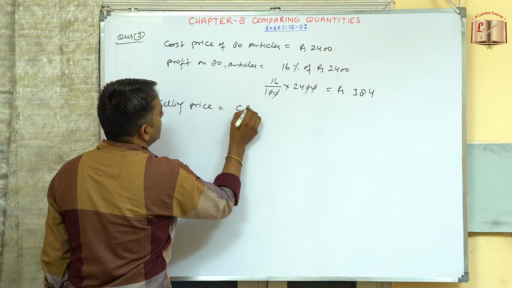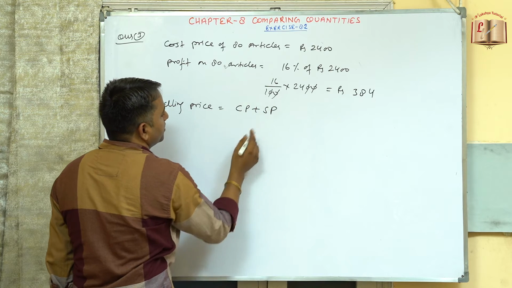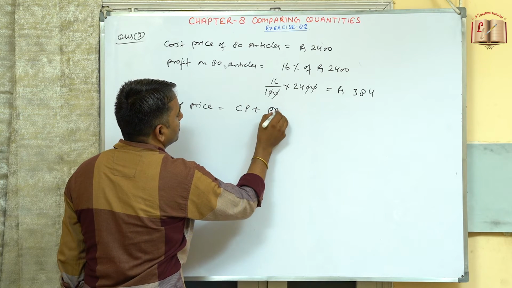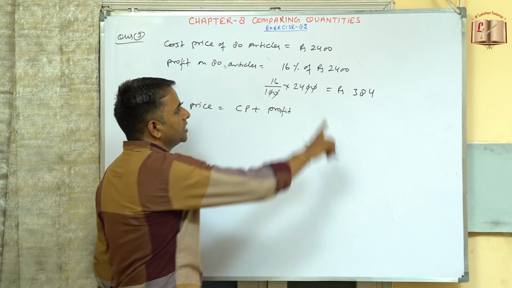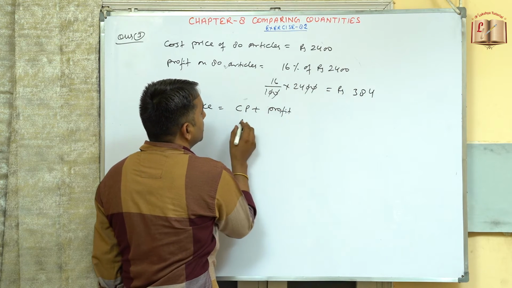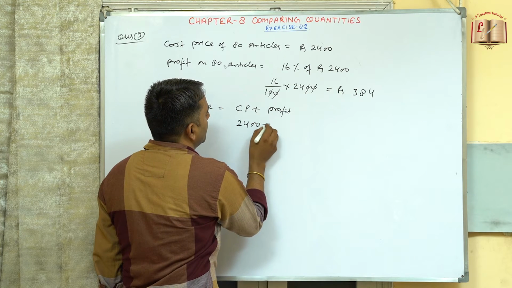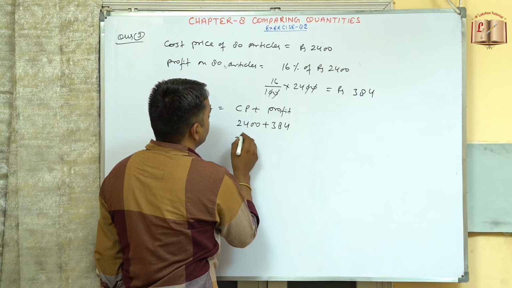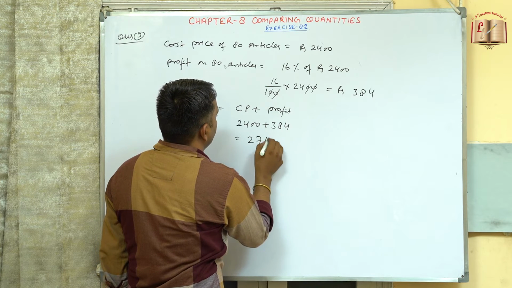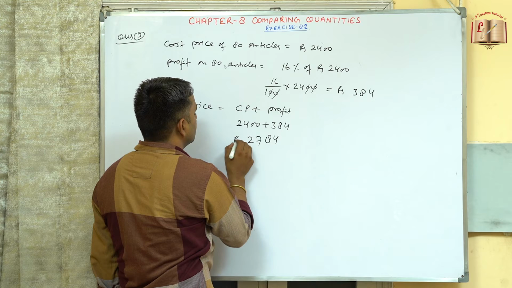Selling price will be CP plus profit. So in the CP, what will we do now? We will add the profit. This is the cost price and this is the profit. So this is now 2400 plus 384. So this will be now 2784 rupees.